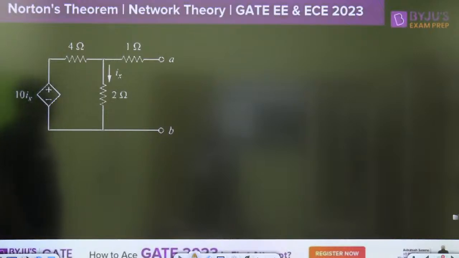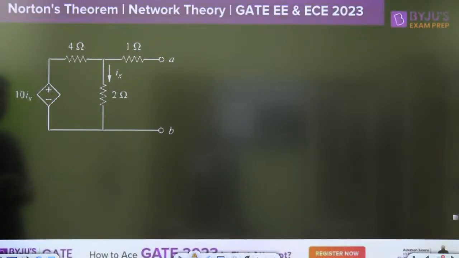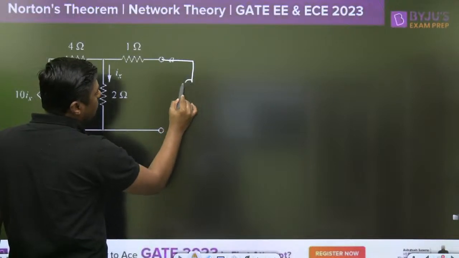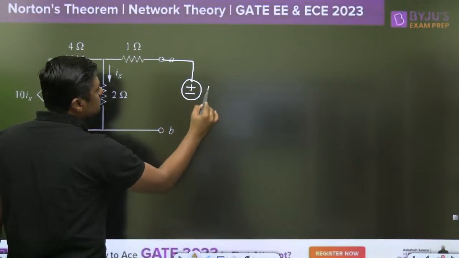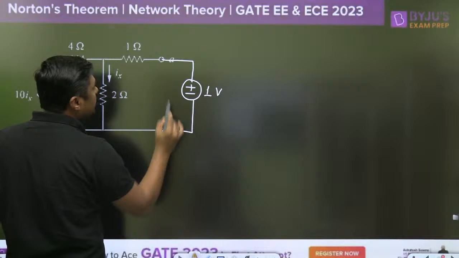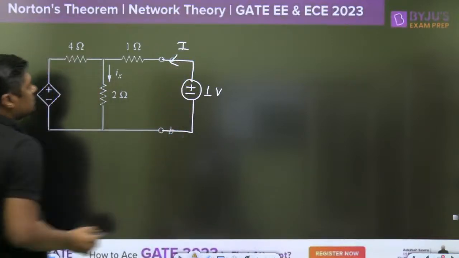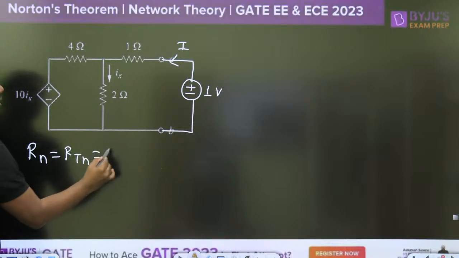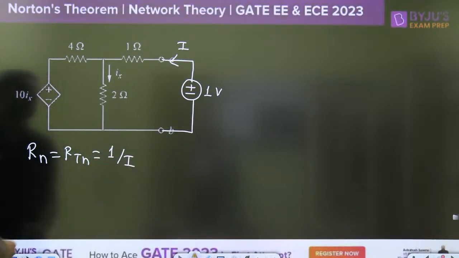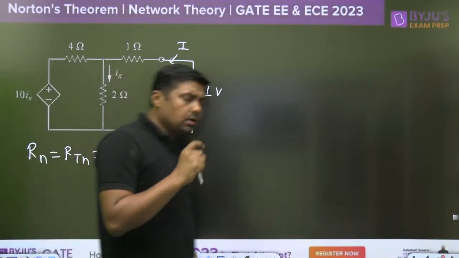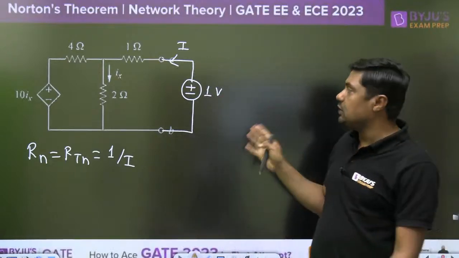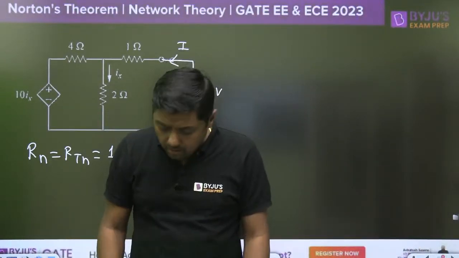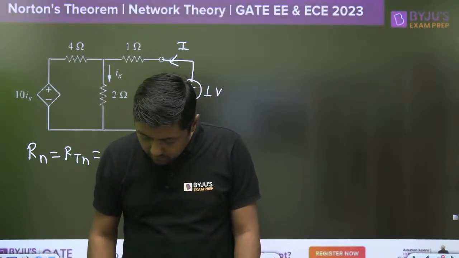How to find the RTH? Because there is only a dependent source, I will connect a 1 volt battery here, and let this current be I. That is the RN or RTH, that is, 1 divided by I. Remember, if there is a dependent source, then this method will work. Connect a 1 volt external battery and then 1 divided by I. That will be the answer.